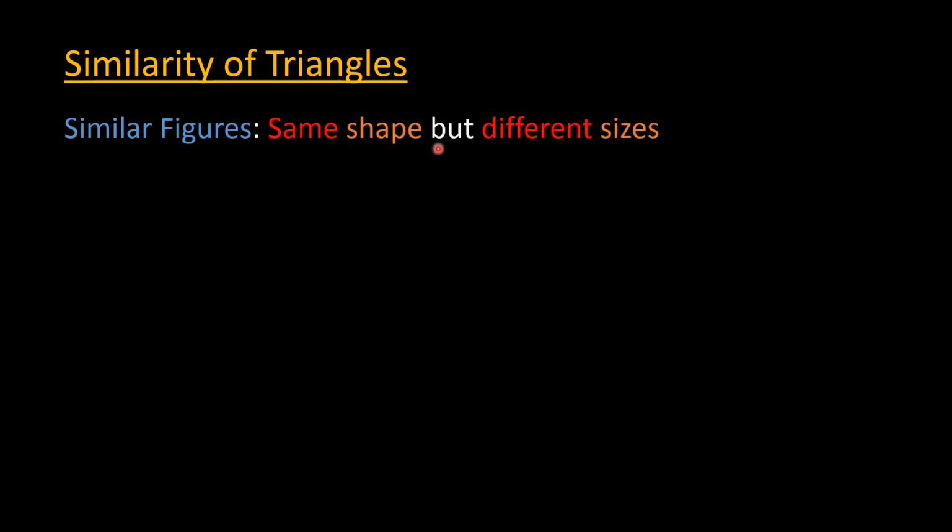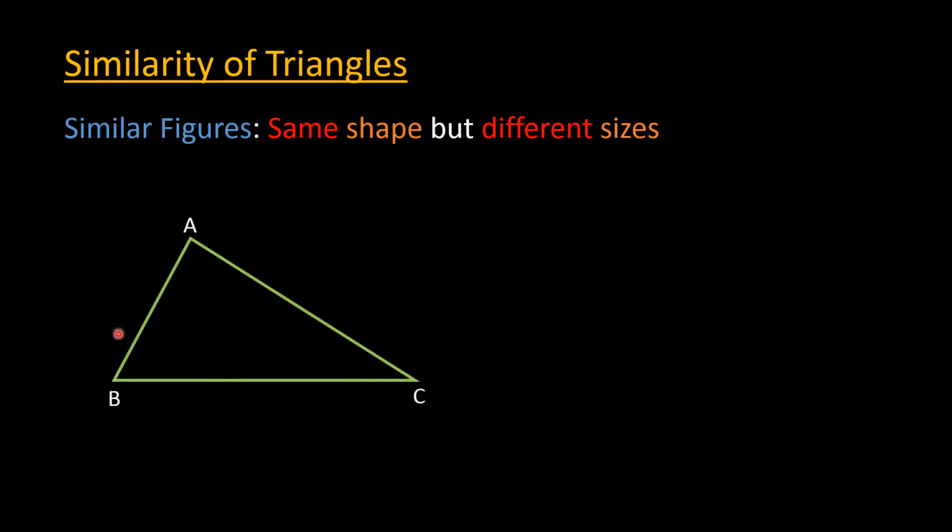In this video, we will understand about similarity of triangles. But before that, let us understand what are similar figures. Similar figures are those figures which have same shape but different sizes. For example, triangle ABC and triangle PQR have same shape but different sizes because triangle ABC is bigger than triangle PQR.